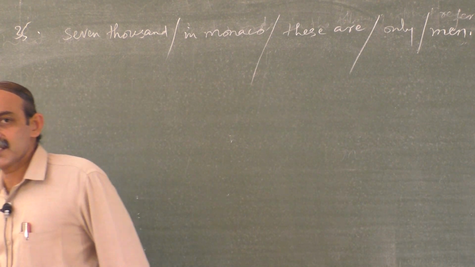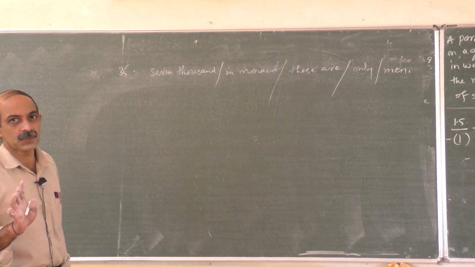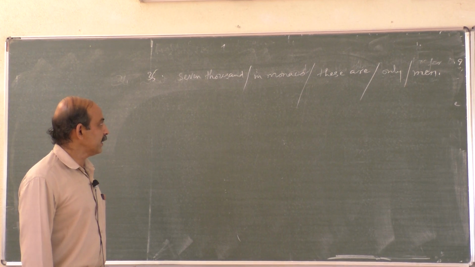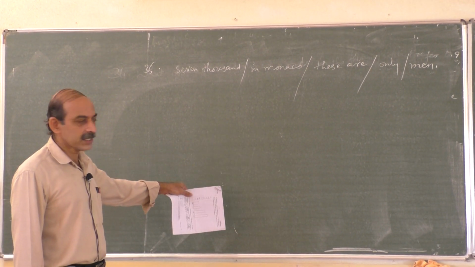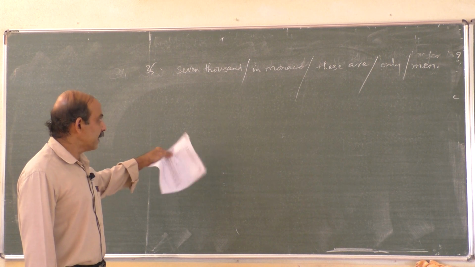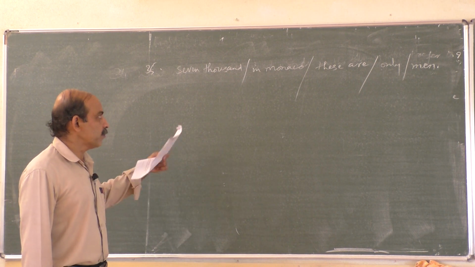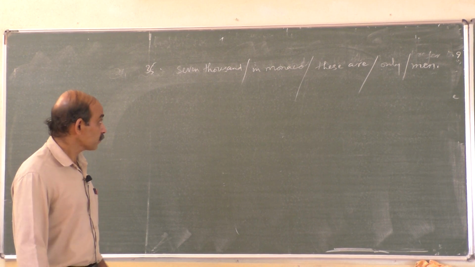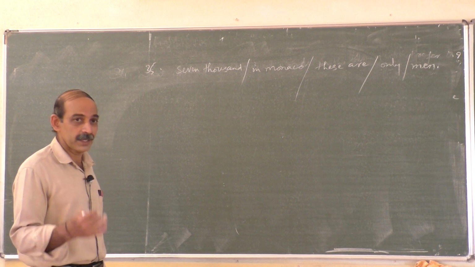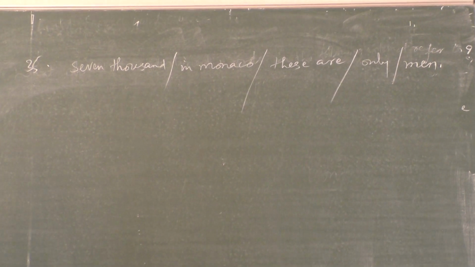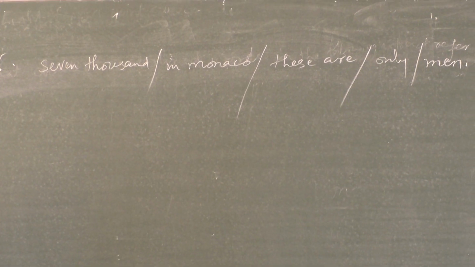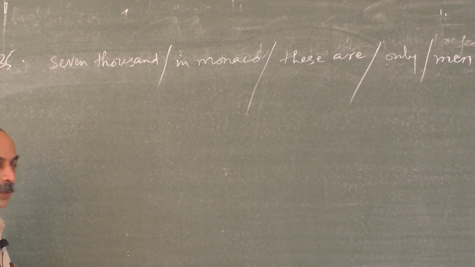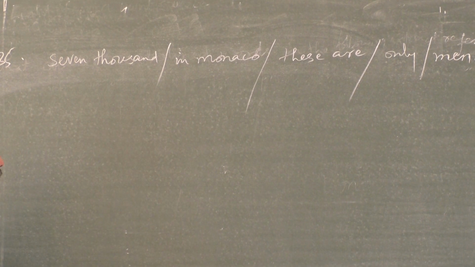This is from the text itself, and if you are thorough with the text, no problem. If you are not thorough with the text, some students may find difficulty in writing the answer, in the sense of rearranging the segments properly and writing a proper, correct, grammatical sentence. Some students don't find it difficult. I am quite sure that 80 to 90% of students will gain the mark here. Even 1 mark is very much important for you to score. Now, 7,000 in Monaco, these are only men.